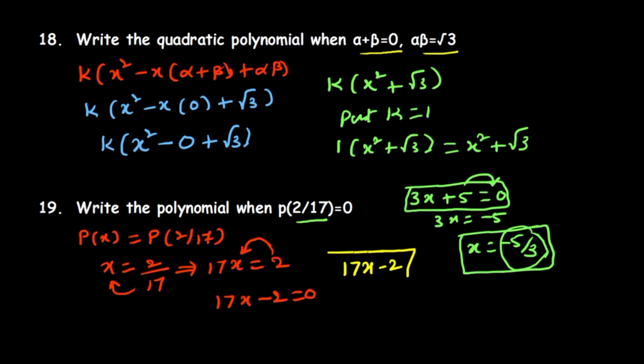Okay, got it? If you have any doubt, you can check one more time. 17x minus 2 equal to 0, send minus 2 here, it becomes plus 2. So 17x is equal to 2, x is equal to 2 by 17. That is what is given here, 2 by 17, right? Now question number 20.